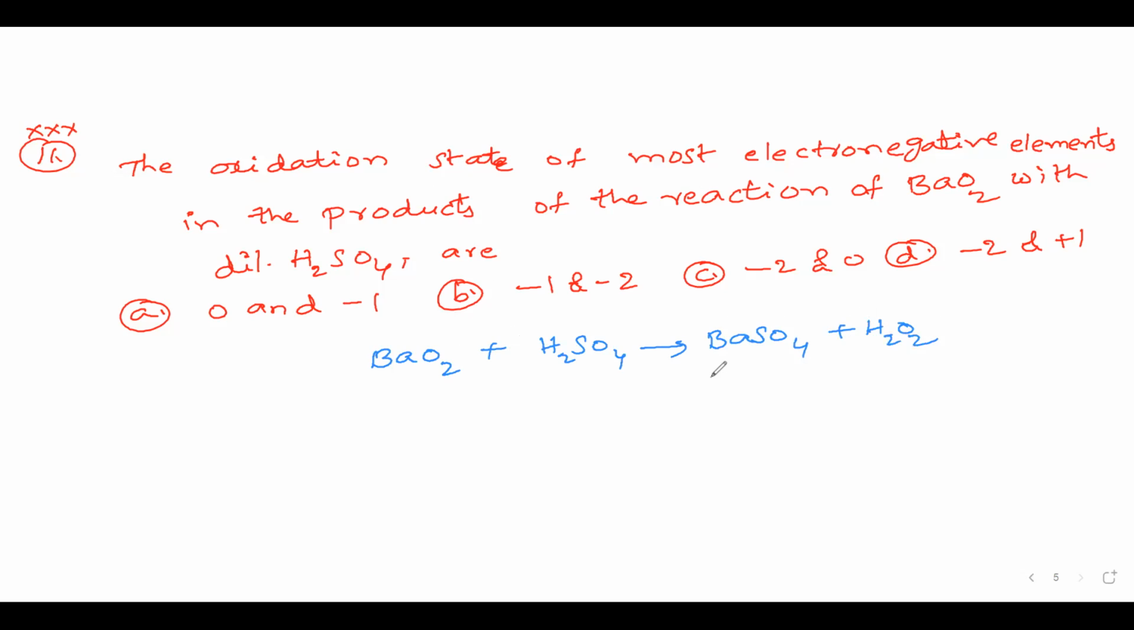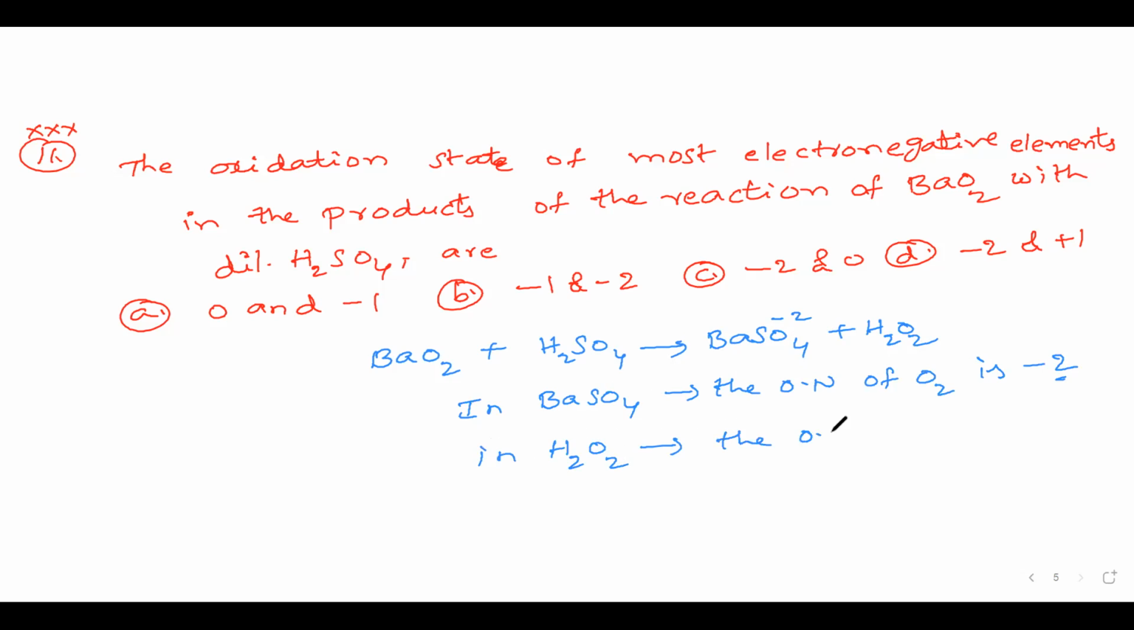So the oxidation state of oxygen in barium sulfate. They are asking about the most electronegative element of the parts, and the most electronegative is oxygen. In barium sulfate, the oxidation number of oxygen, as we already know, is -2. And in hydrogen peroxide, the oxidation number of oxygen in peroxide is -1. So the answer is -2 and -1.